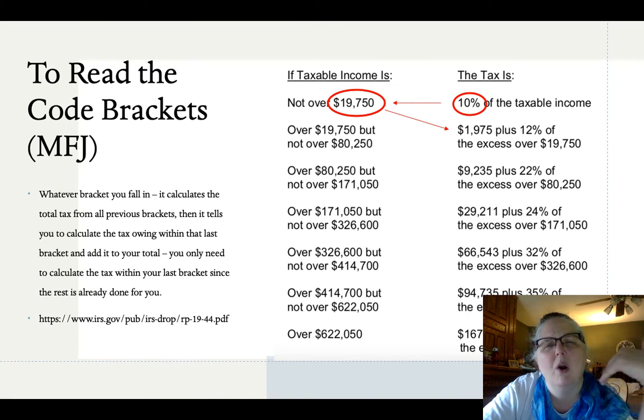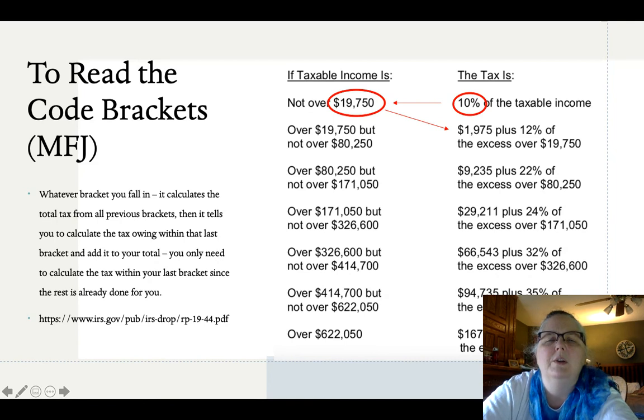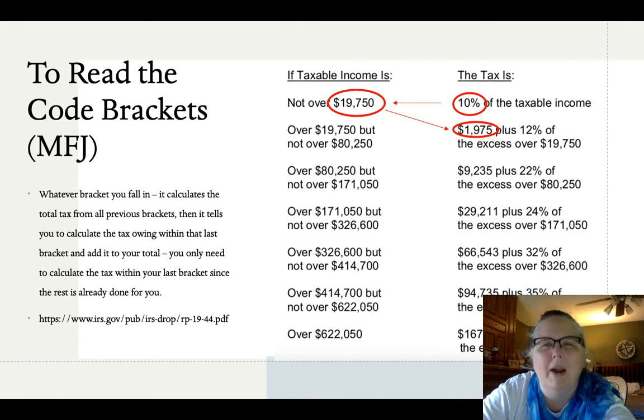So all you have to do is figure out which bracket my income falls in. So if I earn $20,000, I'm in the second bracket because I'm over 19,750, but I'm under 80,250. If I earn 300,000, then I'm in the fourth bracket because it's between these two numbers. So whatever bracket I figure out I'm in, let's say 20,750 is my number here, I am obviously in the second bracket. So it has given me the total for all of the cumulative previous brackets at the beginning of the second column. So the tax is 1975 from the previous column.